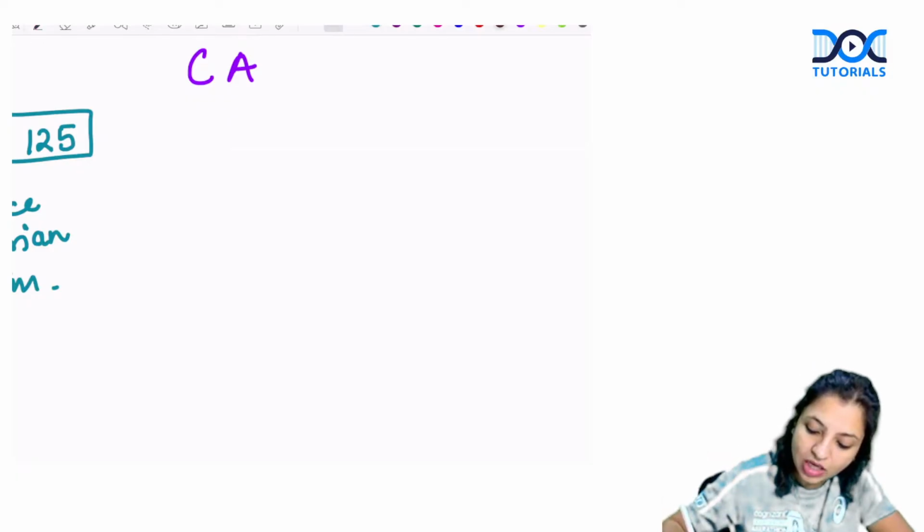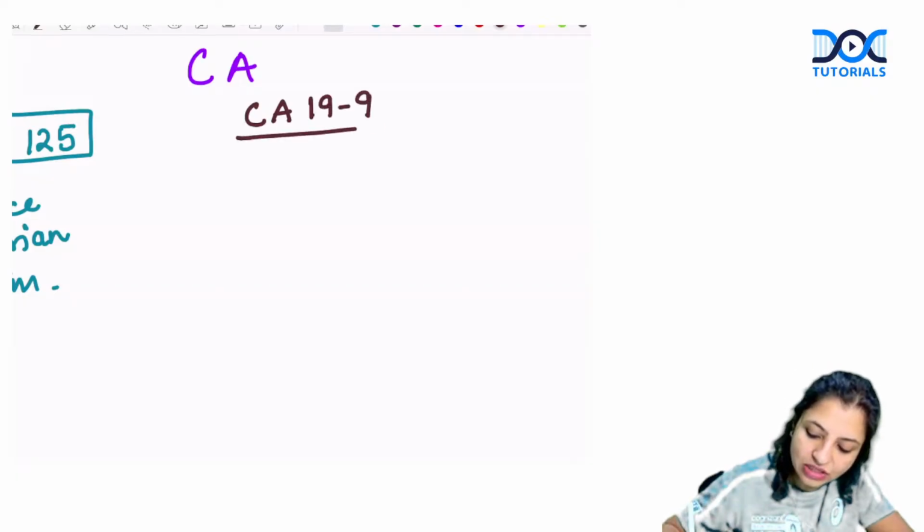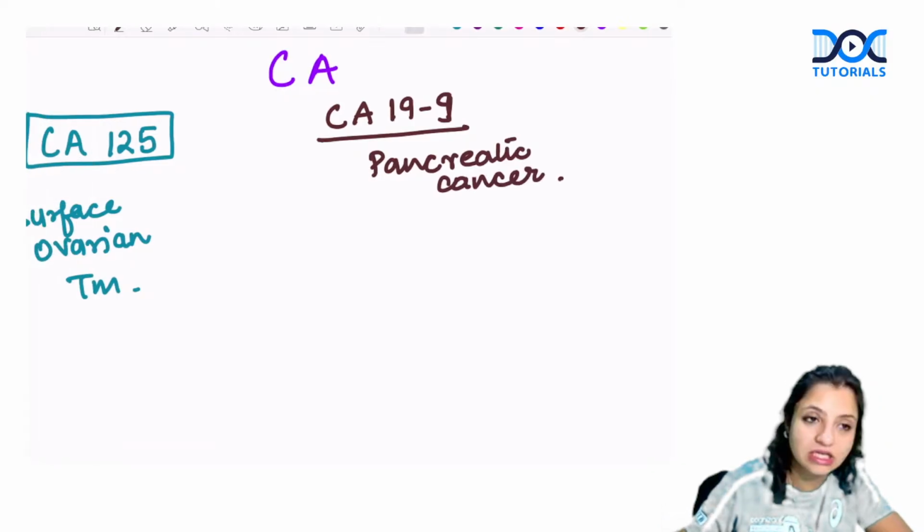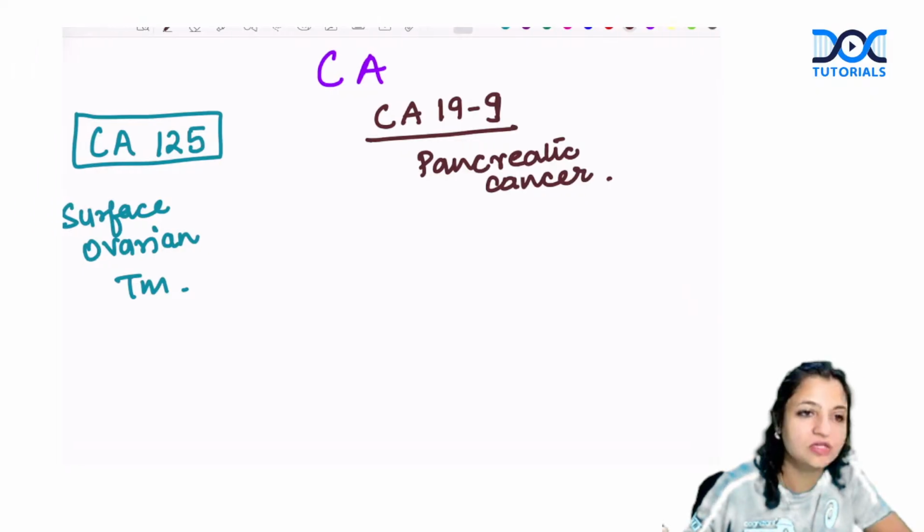Okay. Now, coming to the next one, you should remember CA19-9. So 19-9 is like the reverse of P. So this is seen in pancreatic cancer. Pancreatic cancers are positive for CA19-9, and that is what you have to be very, very clear.